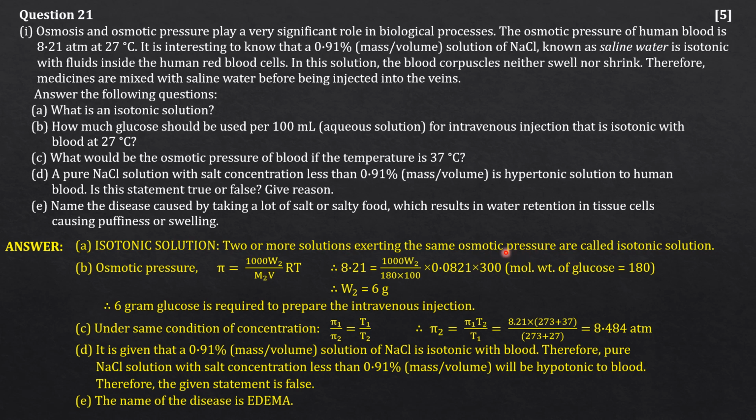So we will go for the authentic, the primitive definition of isotonic solution, that it is the same osmotic pressure, not same concentration. Now 0.91% is isotonic, so concentration less than 0.91% will be hypotonic and above 0.91% will be hypertonic. But it is below 0.91% and they are saying it hypertonic, so clearly it is a false statement. It will be hypotonic.